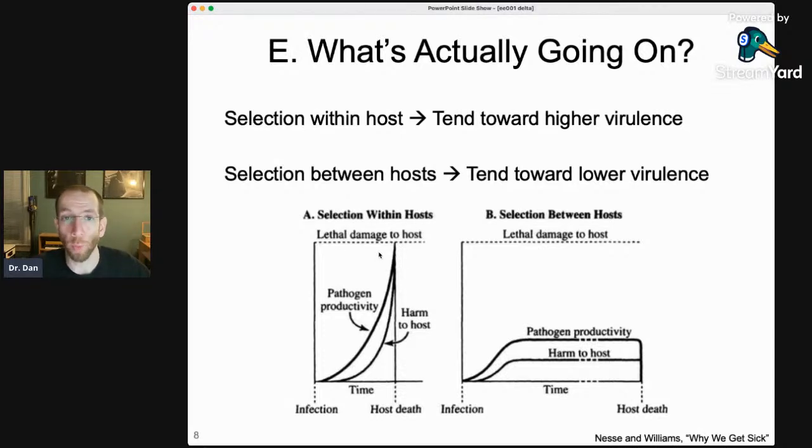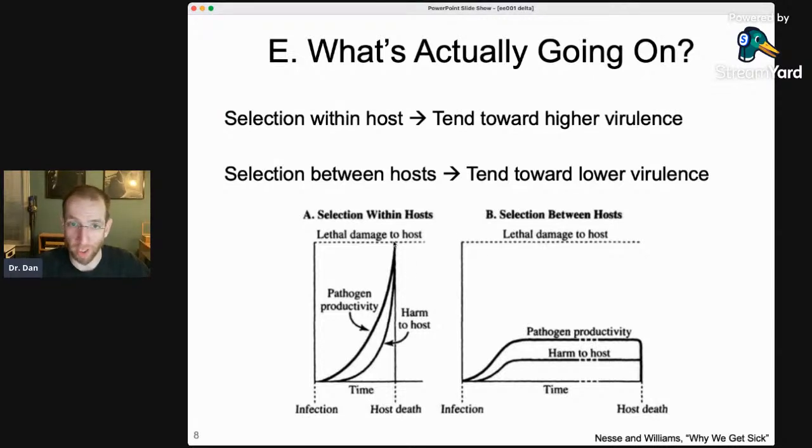If you're in a situation where the most important type of selection acting on your pathogen population is getting from host to host, killing your host is a really bad strategy, because how are you going to spread once you kill your host? In general, you're not. As with all things in biology, there are exceptions. We're not going to go into them tonight, but there are exceptions. But this is the general rule.